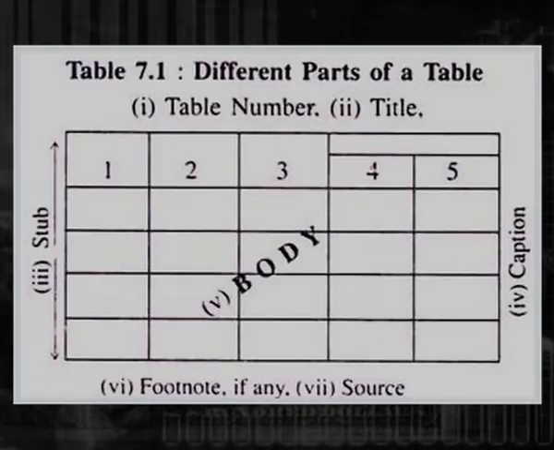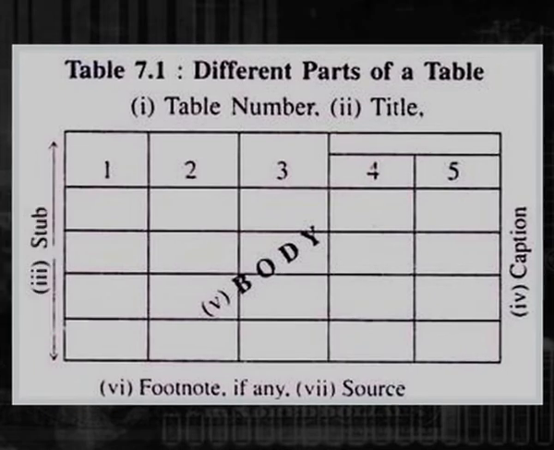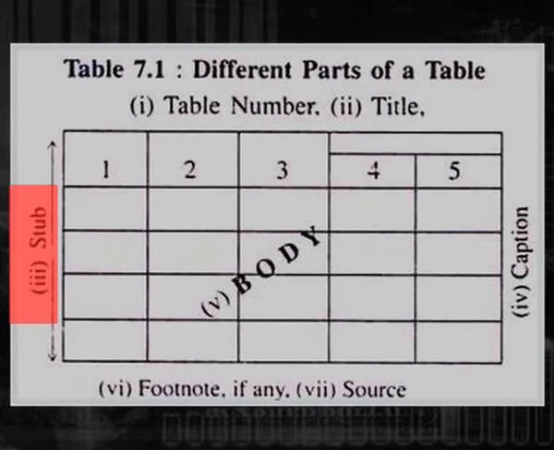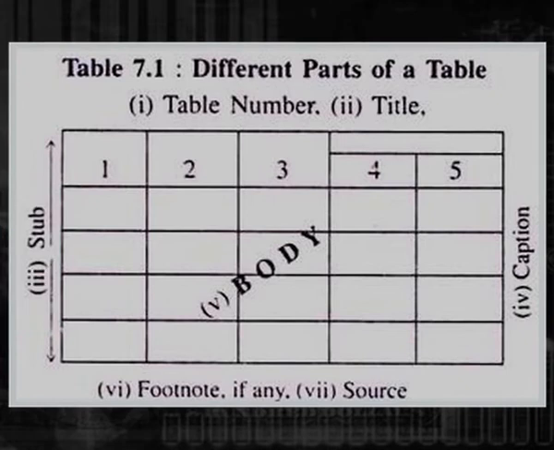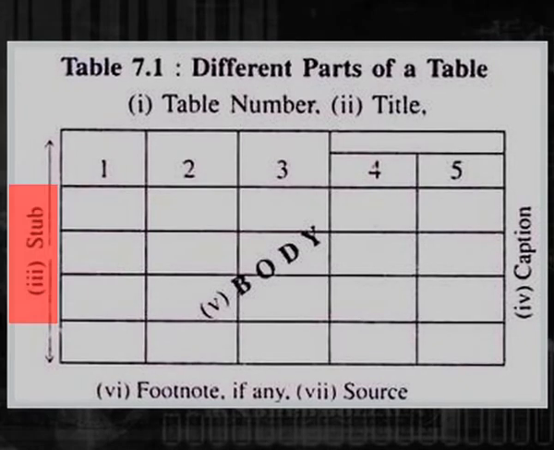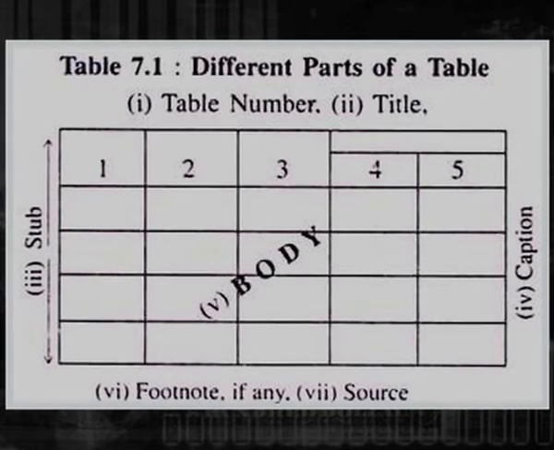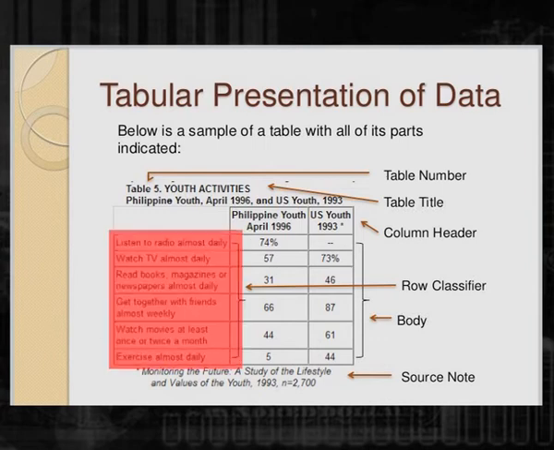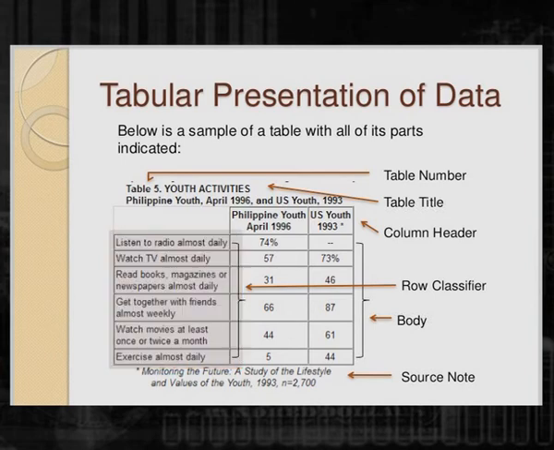Fourth one, stub. As distinguished from the caption, stubs are the designations of the rows or row headings. They are at the extreme left and perform the same functions for the horizontal rows of numbers in the table as a column heading does for the vertical columns of numbers. The stubs are usually wider than column headings, but should be kept as narrow as possible without sacrificing precision and clarity of statements.